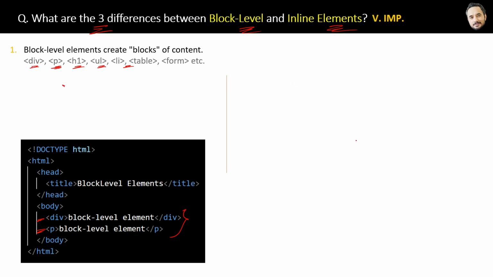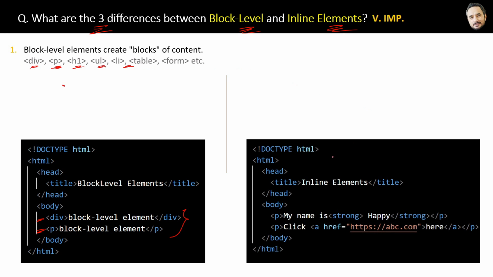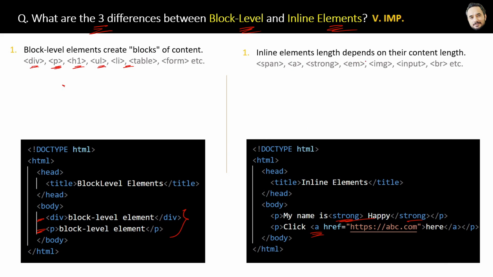Okay, then what are inline elements? Here you can see some inline elements. Strong or anchor, these are what? Inline elements. Inline elements' length depends on their content length only. That is the definition. So for example, span, anchor, strong, em, image are all inline elements. If you can see, mostly inline elements are embedded inside other elements, right? So that is the other difference.